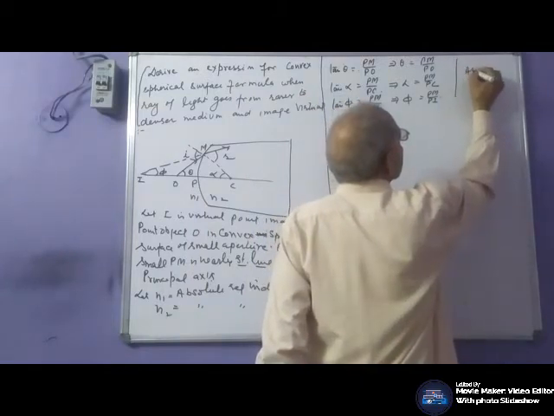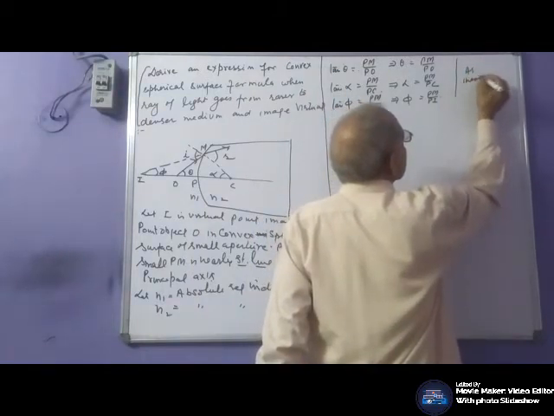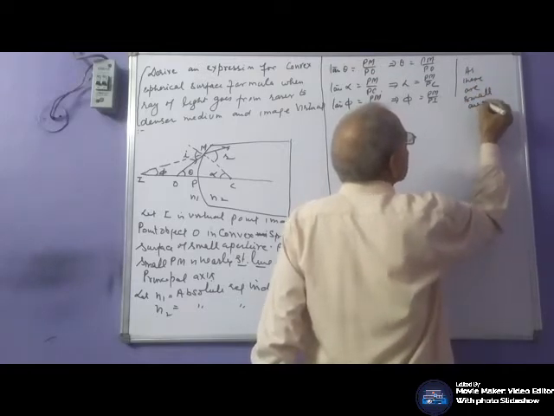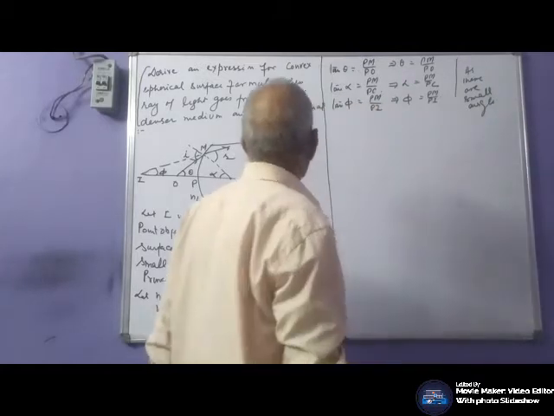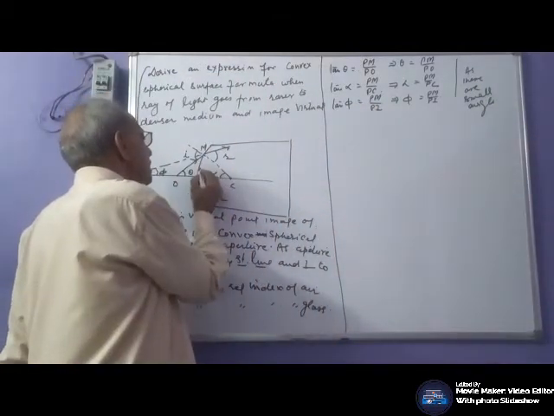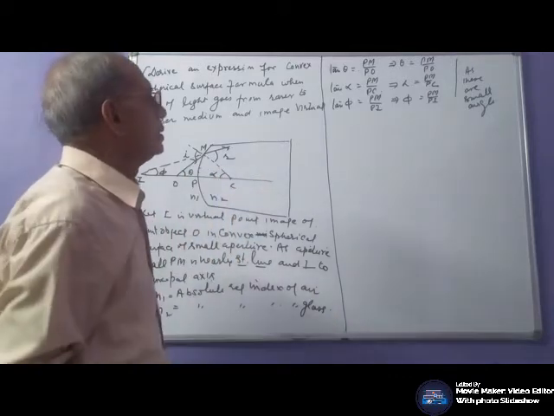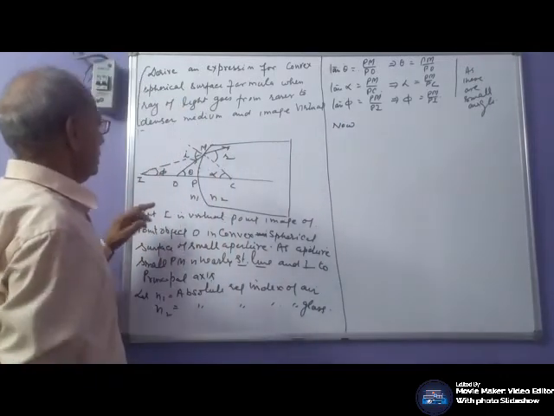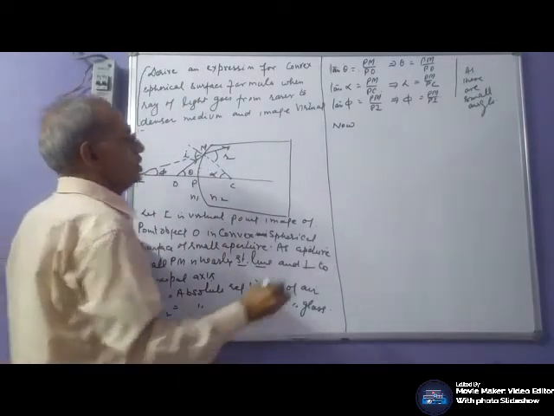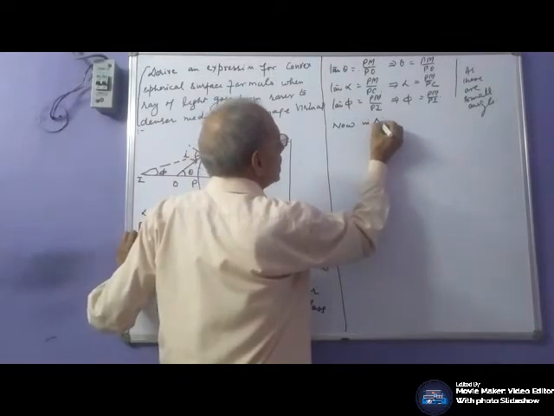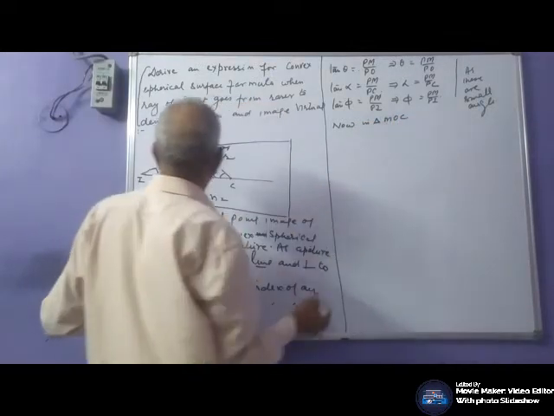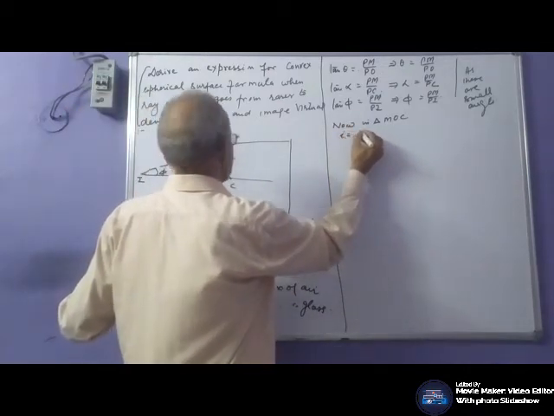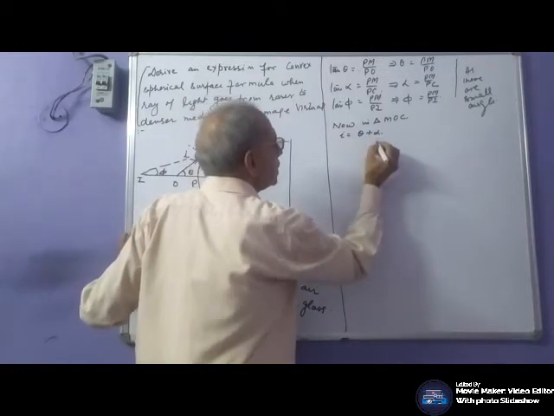As these are small angles. Why these are small angles? Because aperture is small, so M point is here, here. Now, find I. I is in triangle MOC. In triangle MOC, I is external angle. I is theta plus alpha.